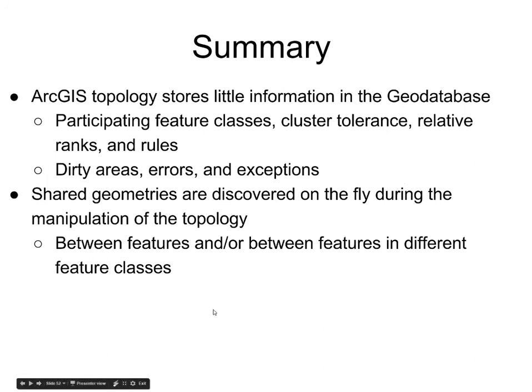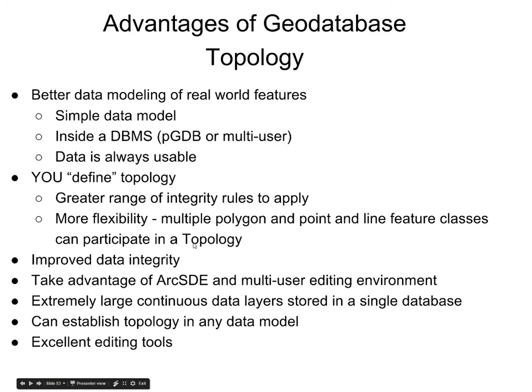So as a summary, ArcGIS topology, the geodatabase topology, stores little information in the geodatabase. It stores a bunch of properties like participating feature classes, cluster tolerance, relative ranks and rules, dirty areas, errors and exceptions. Shared geometries are discovered on the fly during manipulation of the topology. It looks for coincident vertices between features on the fly in the memory of the computer. It can be done between features within a feature class or between features in different feature classes.